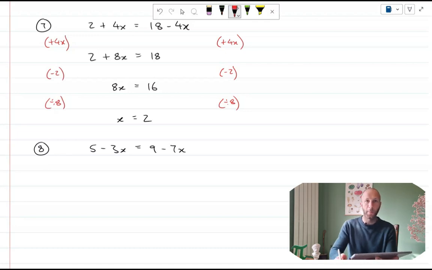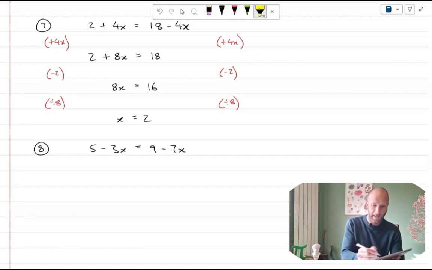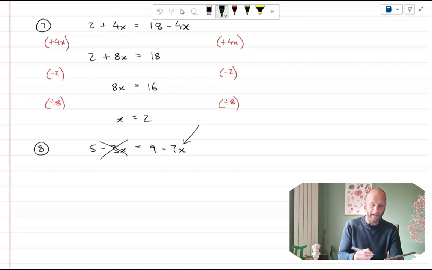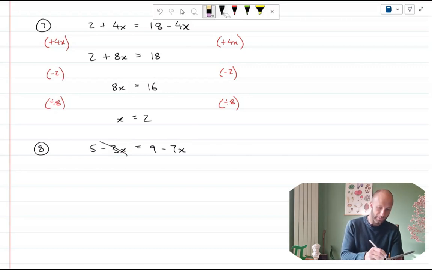Again, looks a little bit more complicated because I've got x's on both sides and both those x terms are negative. But if I want to try and create a positive x term if possible, then minus 3x and minus 7x, if I added 3x to both sides, it would cancel the left. But if I add 3x to this, it'll stay negative. So it's not as helpful. It will work if I do it correctly, but it's not as easy.